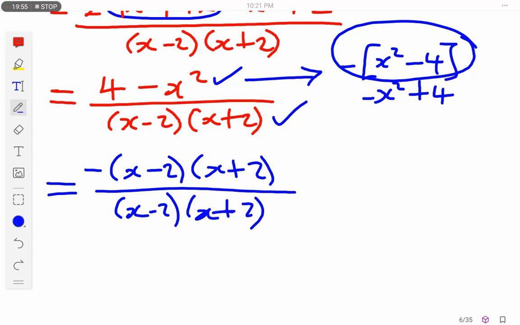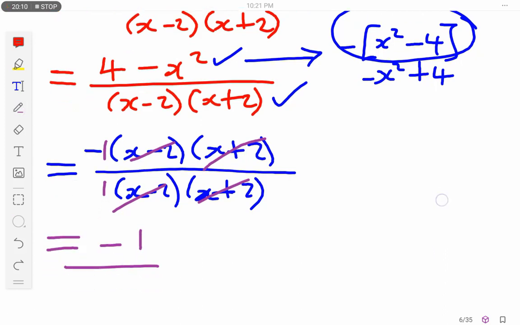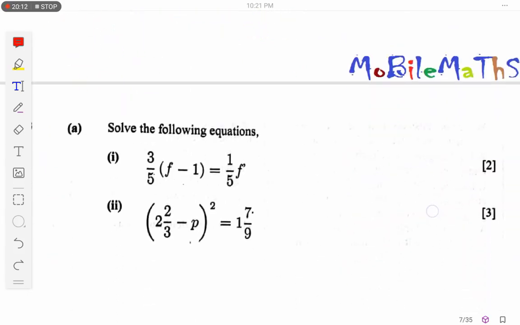Okay, so at this point, we can now cancel these off together. So we now have a minus, this is more like a minus 1 over a 1. And our final answer is a minus 1. Okay, let's move on to the next question.